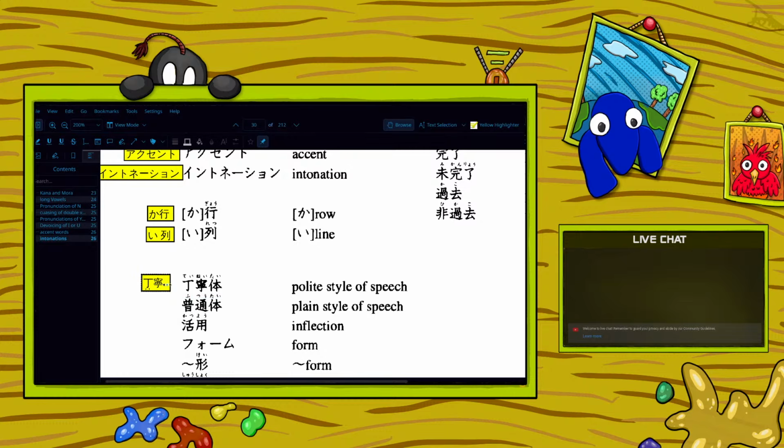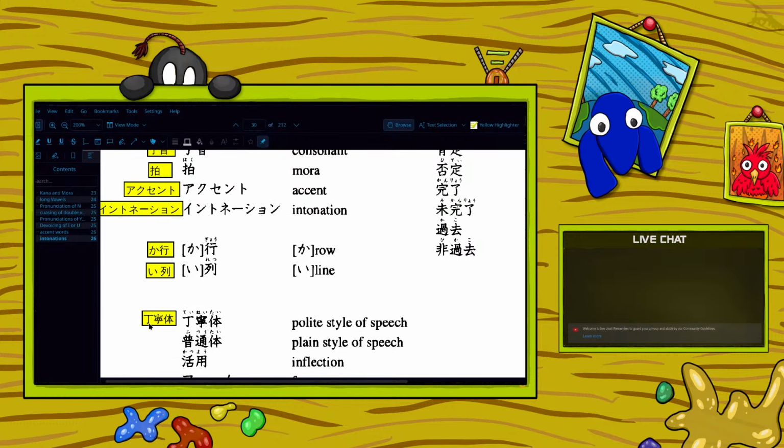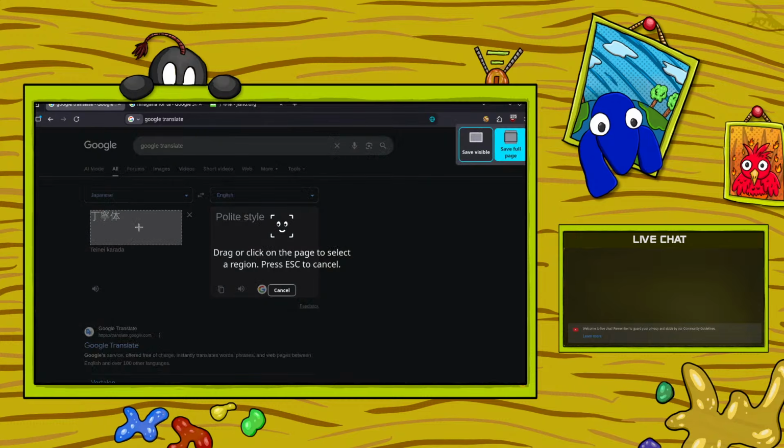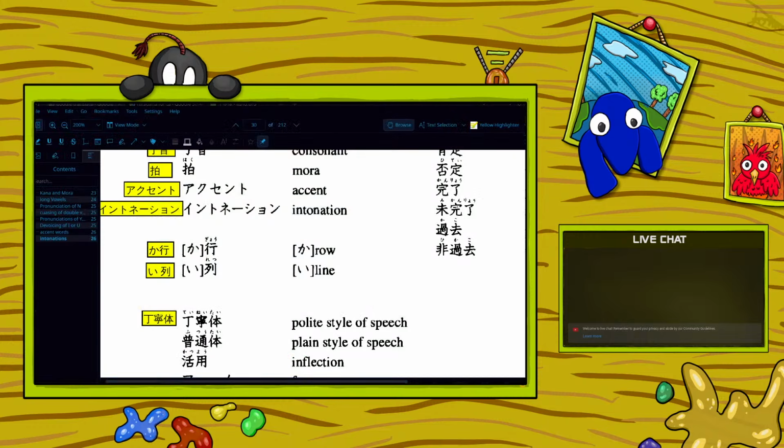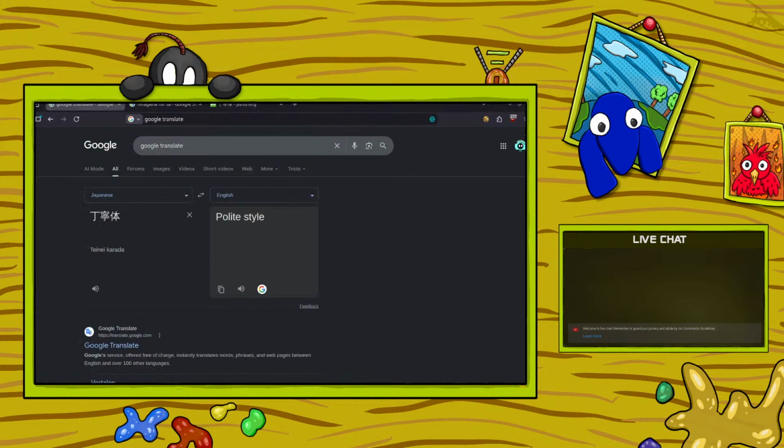Then look at this. There you go. So now we have tenetai. So now we have actually the polite way of speaking. So there you go. And now we're going to put this again and put that in there. So the polite style, because that's basically what it is. It's the polite style of speech, basically. So now we have that one, and we're going to put that in there.